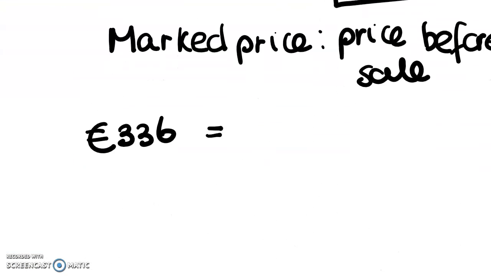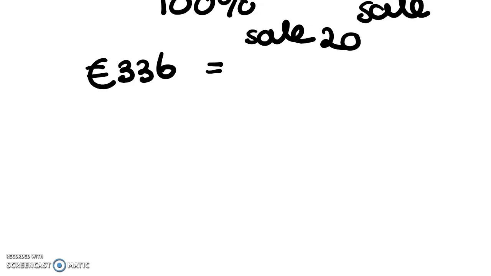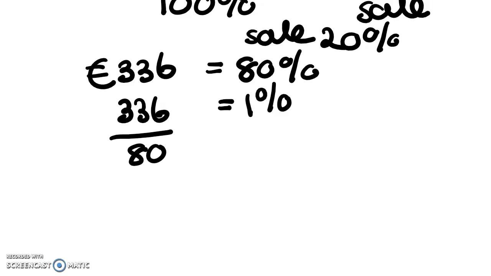Okay, so that means, lads, that at the very beginning the marked price was 100%, and then there's a sale of 20%. So the money that the coat is sold for, €336, is equivalent to 80%. Like I said in the last part, bring it down to 1. Bring this down to 1%. It makes life a lot simpler, just trust me, because once you have it down to 1%, if you need 10%, you multiply by 10. If you want to go back to the original price, you multiply by 100. So divide that by 80.